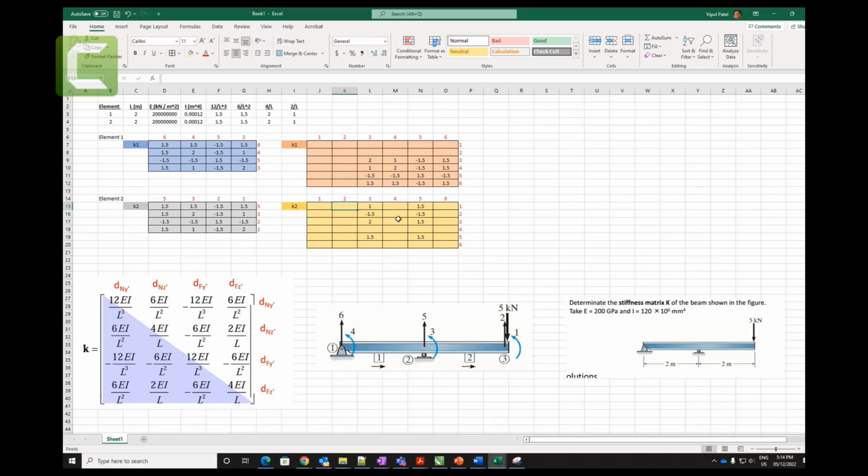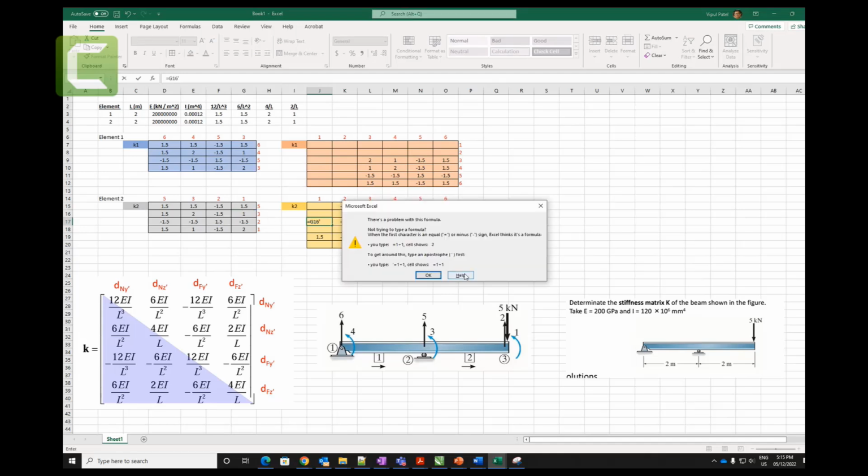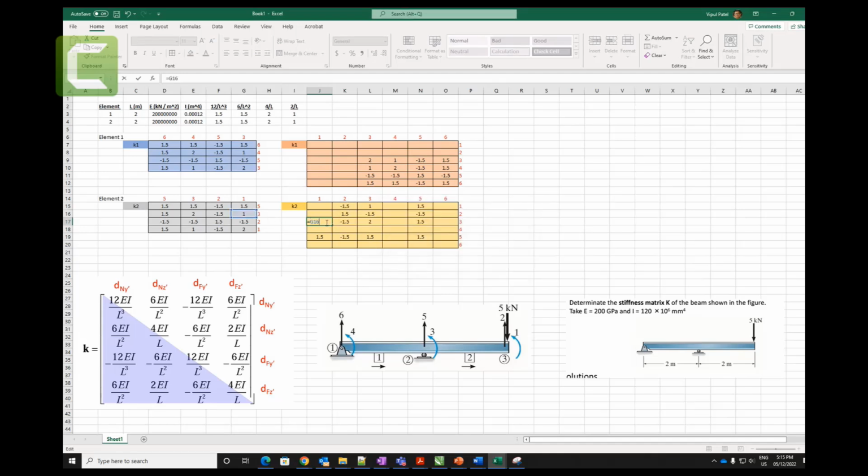2, 5. So that would be 2, 5. 2, 3. So that would be 2, 3. 2, 2. And 2, 1. That would be 2, 1. All right. One last one, please. 1, 5. Here you go. 1, 3. Nope, sorry. 1, 3. 1, 2.